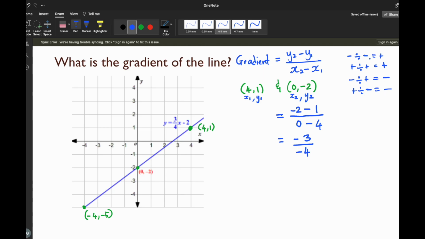Same applies to multiplication. So in this case, because I have a negative 3 over a negative 4, it's the same thing as having positive 3 over 4. So my gradient in this case is 3 over 4. And as you can see here from the formula, the gradient is 3 over 4. Does that make sense? So I'll let you take down this example and we'll continue going through the sheet.